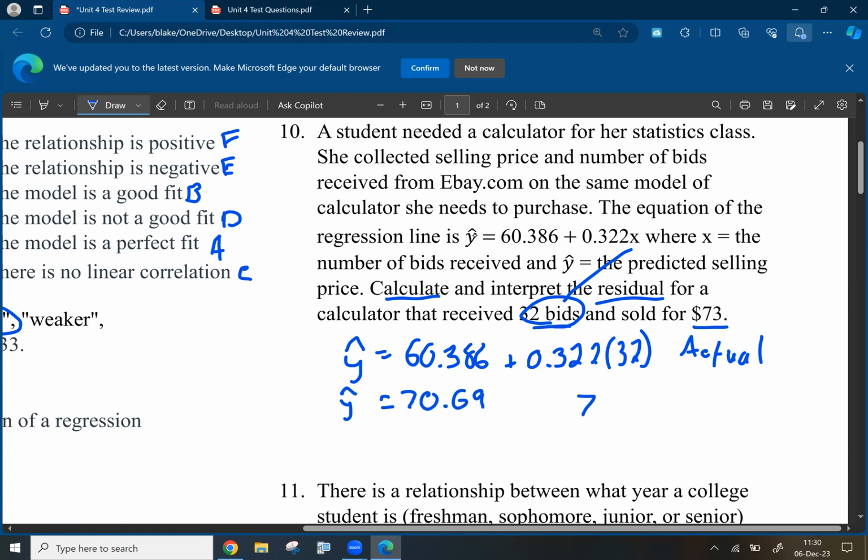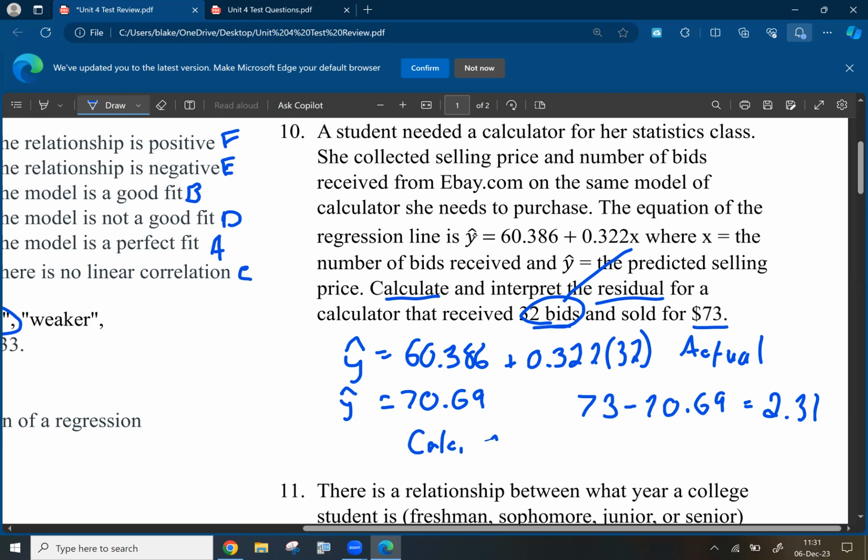So actual minus predicted, we have 73 minus 70.69 is our equation. Remember, again, it's always actual minus the predicted. So this comes out to, I think, $2.31. It's positive, which indicates to us that this calculator sold for $2.31 more than predicted.